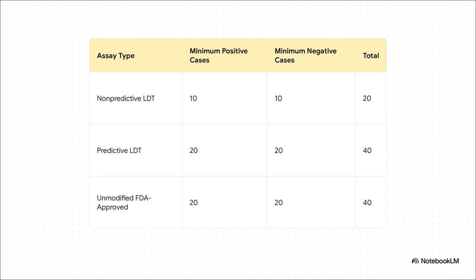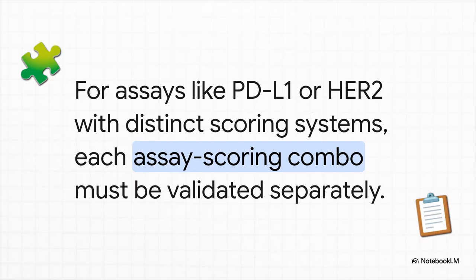So for both LDTs and FDA-approved predictive tests, you need a minimum of 20 positive and 20 negative cases. It's all about having more confidence in the result. And the rules can get even more specific, especially for complex markers. Think about something like PD-L1 or HER2.